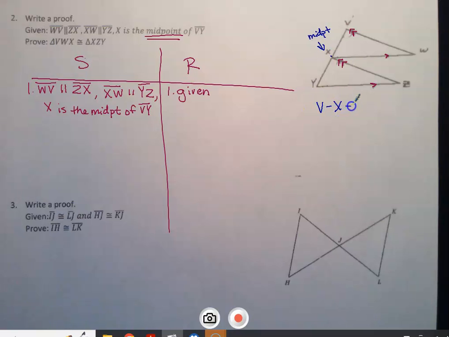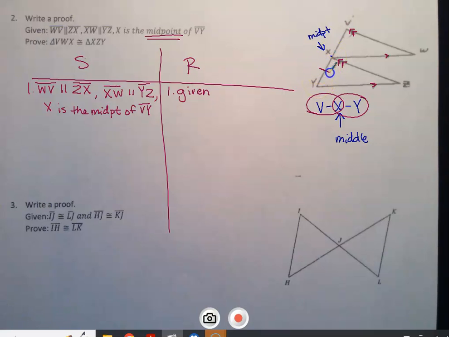Okay, so we have V, X, Y, which means that X is between them. But what does it mean when this is the exact middle? What does it mean about the relationship here and the relationship here? When you get a Snickers candy bar and you cut it in half, what do you know about the two halves? They're equal. If you cut something in the middle, the two halves are equal. So what do you know about VX and XY? They're equal. They're the same.